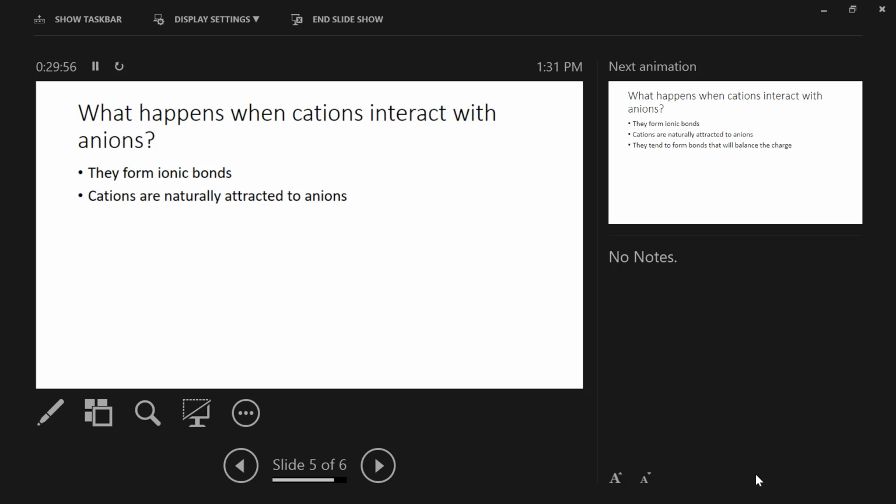Now it's a little bit more complicated than that because then we have to figure out a way where we can balance the charges. They will tend to bond in such a way to balance the charges. Basically, they will bond in such a way to where there's no longer any charge. Because if there's charge, it's going to keep on attracting the other charge. Right? Which is why humans are so attracted to lightning bolts. Because we're slightly charged.